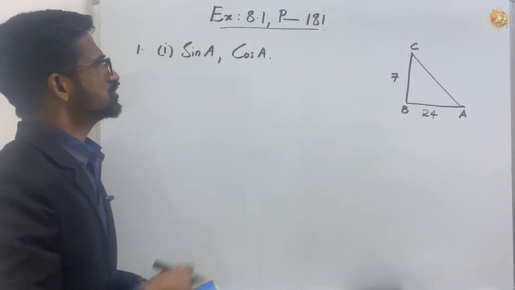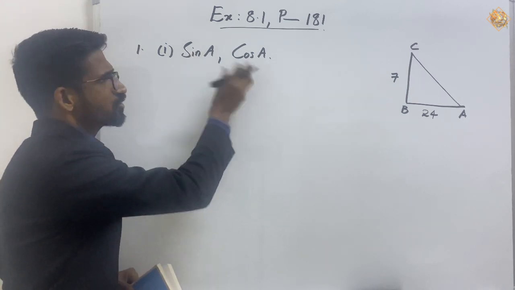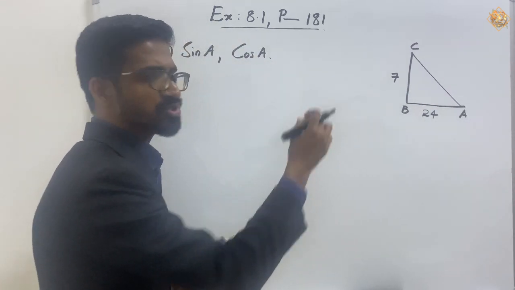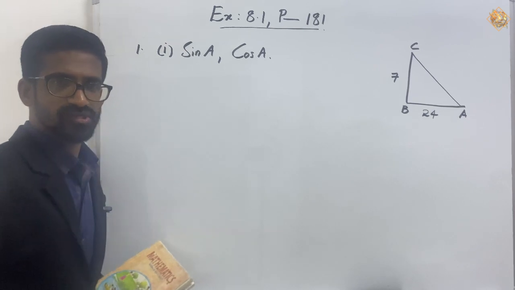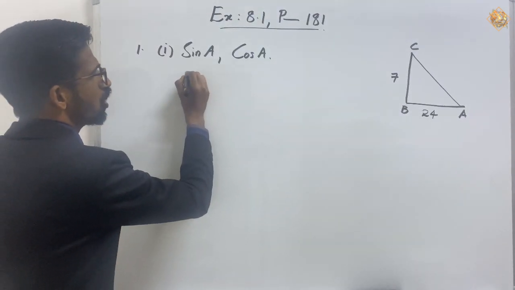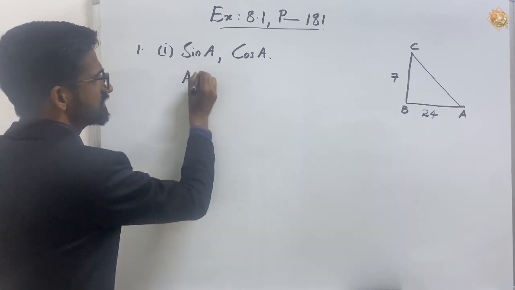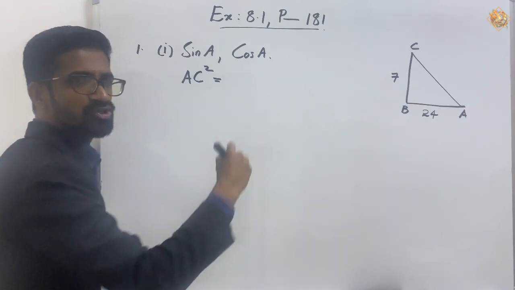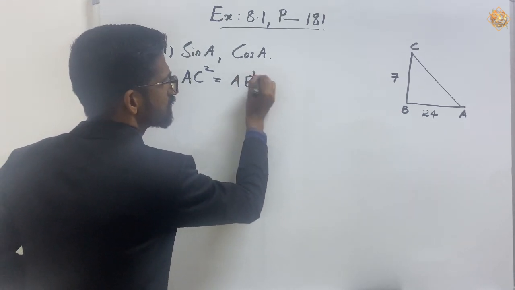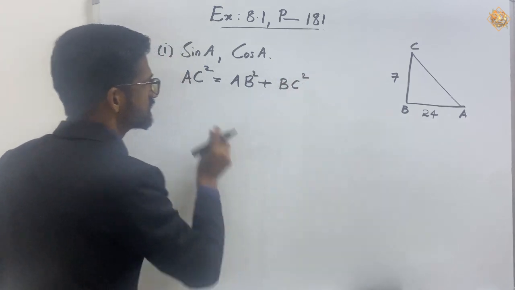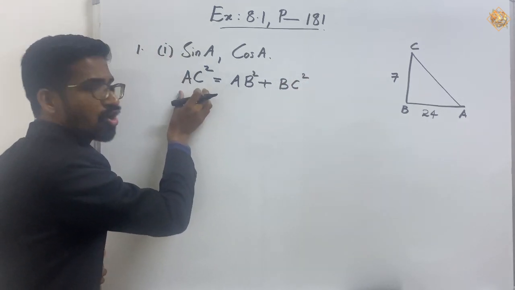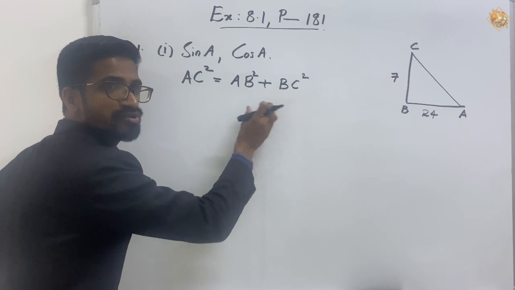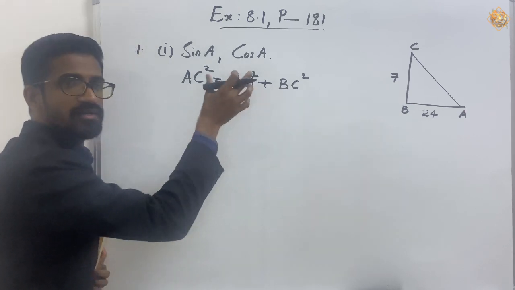Now in order to find sin A and cos A, we must get the length of the hypotenuse, isn't it? So here in this right angle triangle, we will apply Pythagoras theorem. By Pythagoras theorem, the length of the longest side, that is AC, its square will be equal to the sum of the squares of the other two sides, that is AB square plus BC square. The square of the hypotenuse will be equal to the sum of the squares of the other two sides. This theorem is called the Pythagoras theorem.